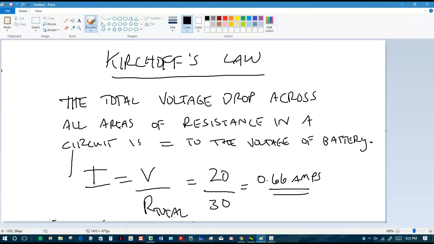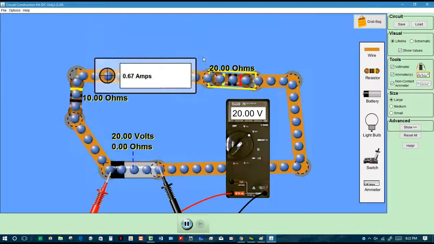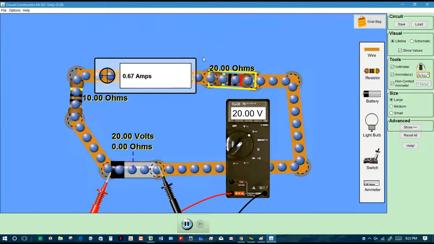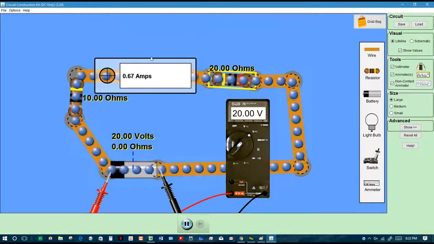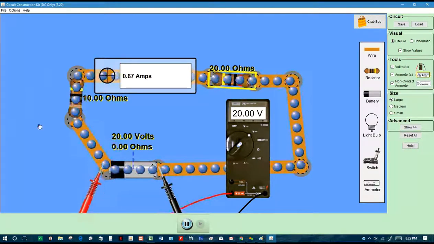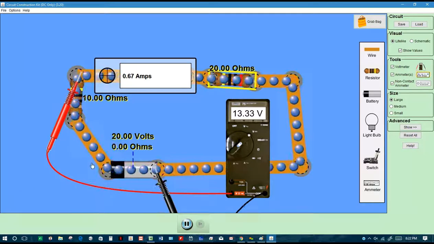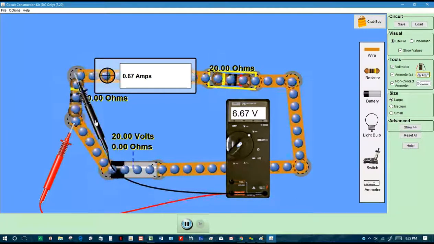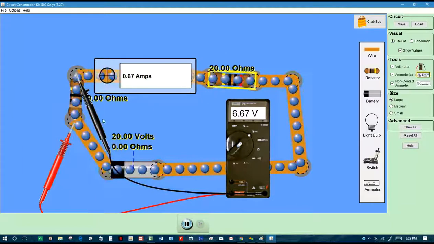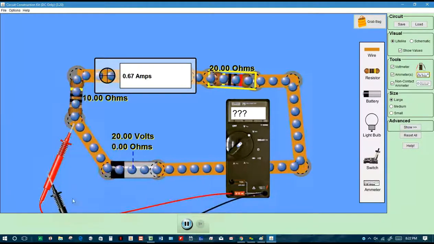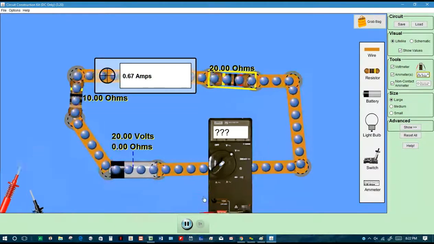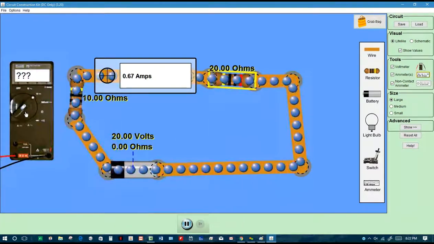Yeah. So we just used Ohm's law to figure out that there should be 0.66 amps, and when I hover this over, it's rounding that to 0.67 amps, right? Mm-hmm. So now the point is, how can we predict, at this point moving forward, that the voltage drop on this resistor over here is 6.67? Well, the first thing you have to do is recognize that the current flowing through all parts of a series circuit is equal in all cases.